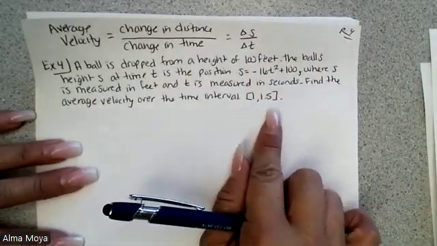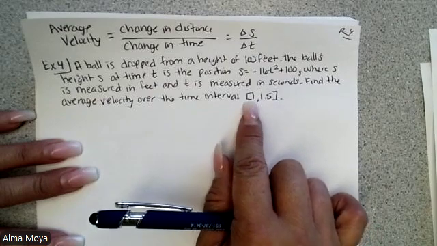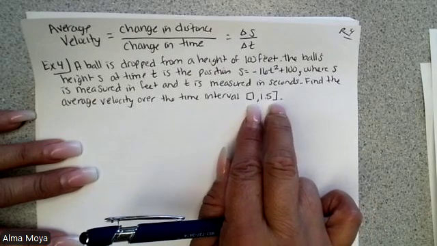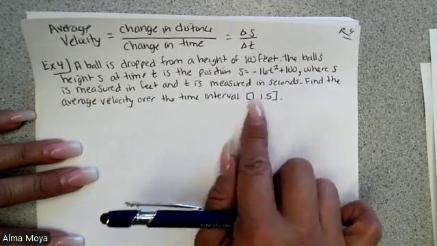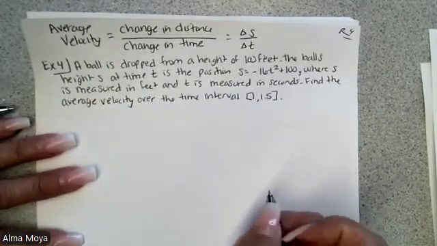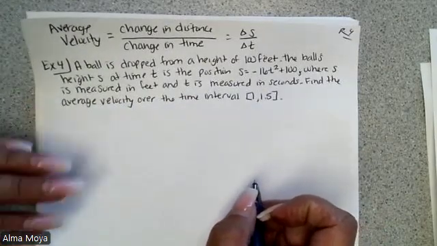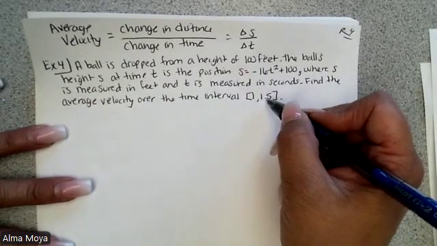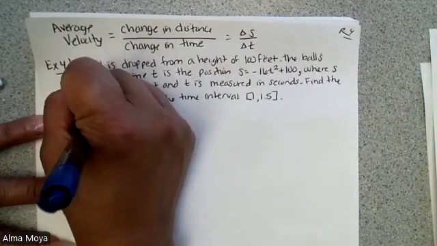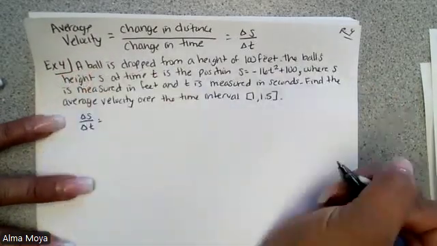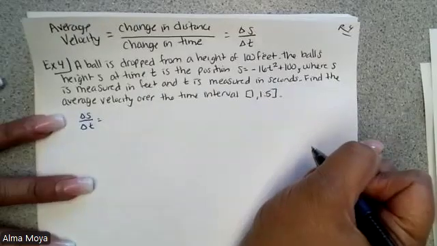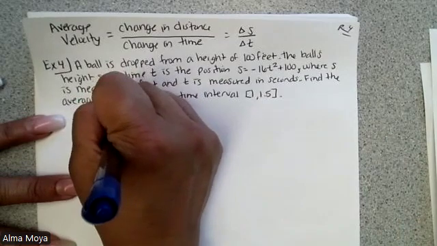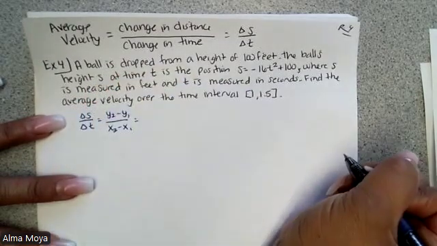That is not a point. Basically, you are starting at 1 second and you are ending at 1.5 seconds on your time. This is an interval, not a point. So right here, you're basically doing the slope formula. This is 1 second to 1.5 seconds. So we're going to take the change in S over the change in time. That is basically going to be your y2 minus your y1 over your x2 minus your x1.